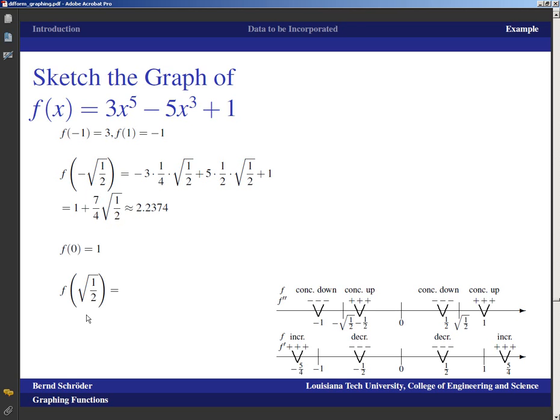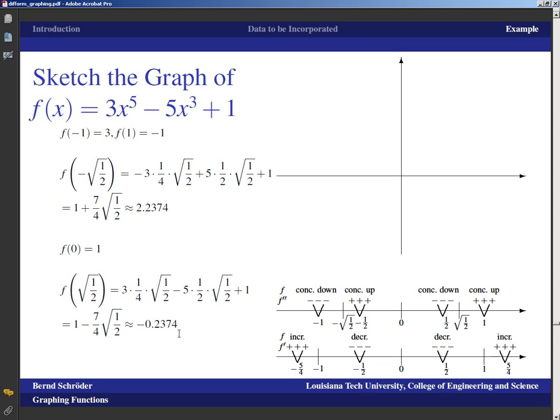Working out f of 1/2 goes similarly. This time we just keep the 3, and root 1/2 to the fifth is 1/4 times root 1/2. We keep the negative 5. Root 1/2 cubed is 1/2 times root 1/2, plus 1. And that ends up being 1 plus, well, this is 10/4, and this is 3/4. 1 minus 7/4 root 1/2. And that ends up, if you want to have a decent decimal, approximately 0.2374.